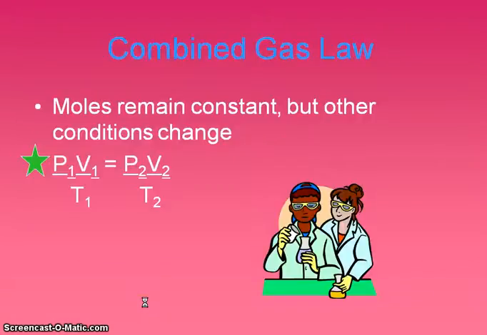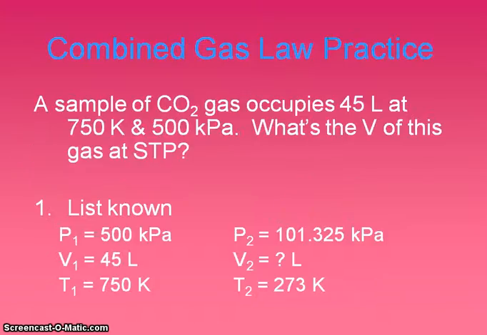Another law that is discussed in this section is the combined gas law. Sometimes it's called the general gas law. This one tells us that when moles remain constant, the other conditions can change. It's a combination of both Boyle's and Charles's law. So it's P1 V1 over T1 equals P2 V2 over T2.